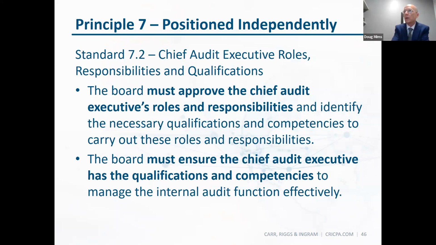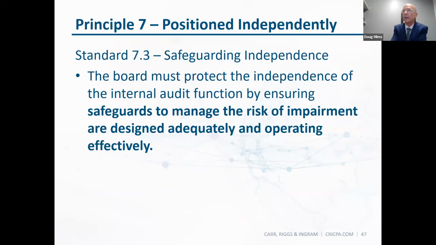But the board must approve the CAE's roles and responsibilities, and the board must ensure the CAE has the qualifications and competencies to manage the internal audit function effectively. Those things should seem like things that should happen. I'm not saying that they shouldn't, but I'm not sure how you enforce everything that might be mandated on the board in the document. So I guess we'll see how that plays out.